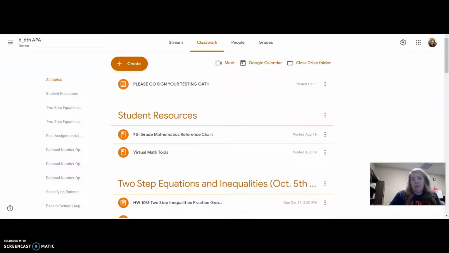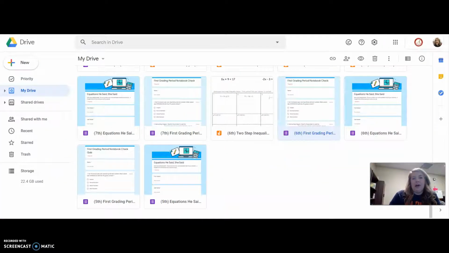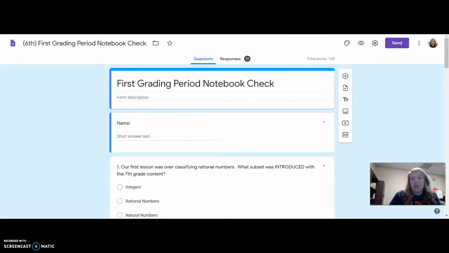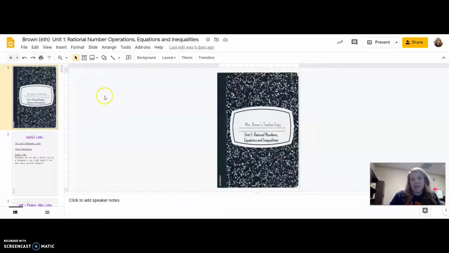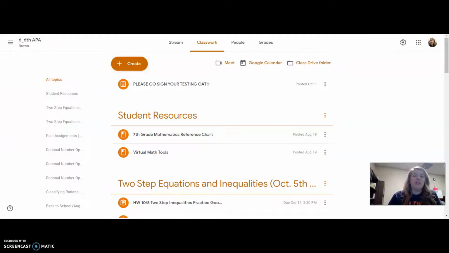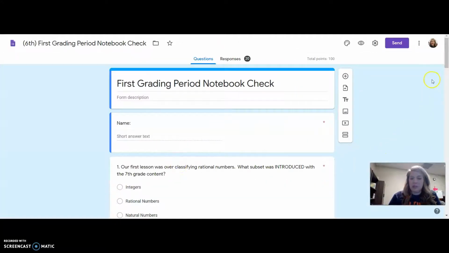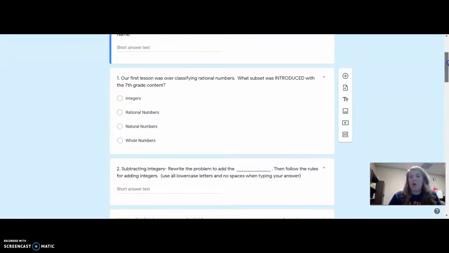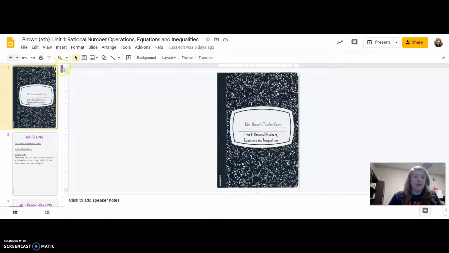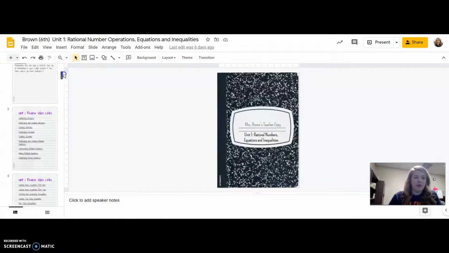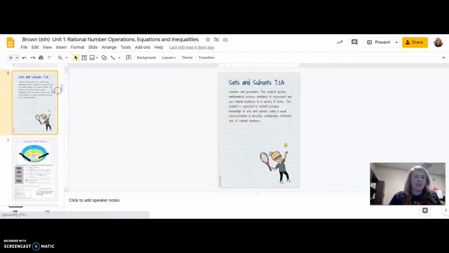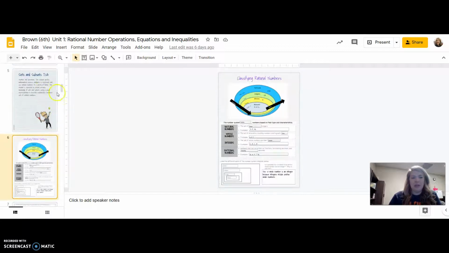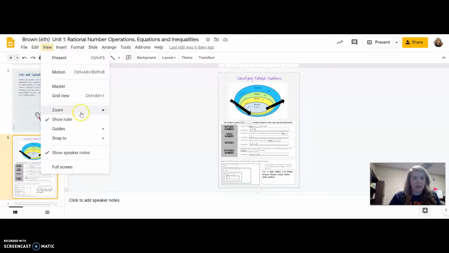I have the Google Classroom, I have the quiz, I have my digital notebook, and then the other tab is just the recording thing that I'm using. So for the first question, it said our first lesson was over classifying rational numbers. What subset was introduced with the 7th grade content? Okay, so if I go to my notebook, and remember, I have some review videos. Here's where it starts talking about sets and subsets. Here's the graphic organizer that Mrs. Brown told us to go look at.